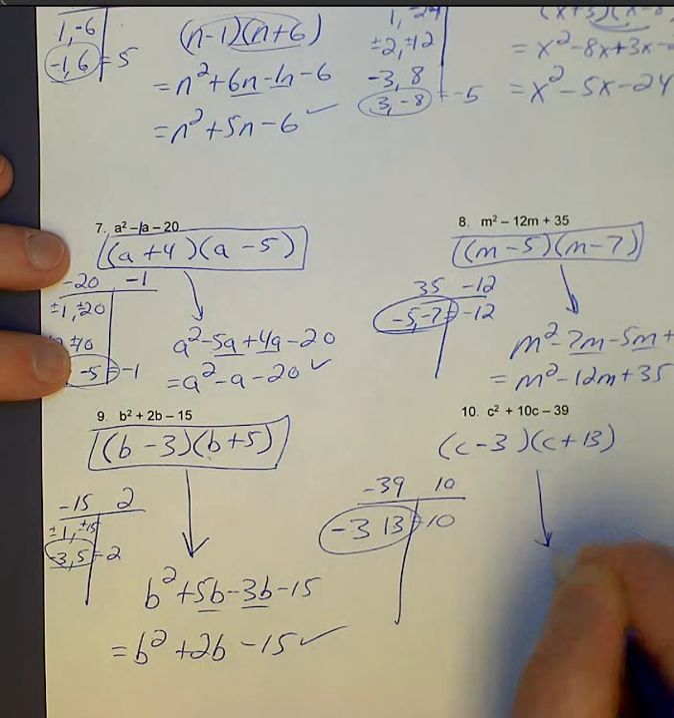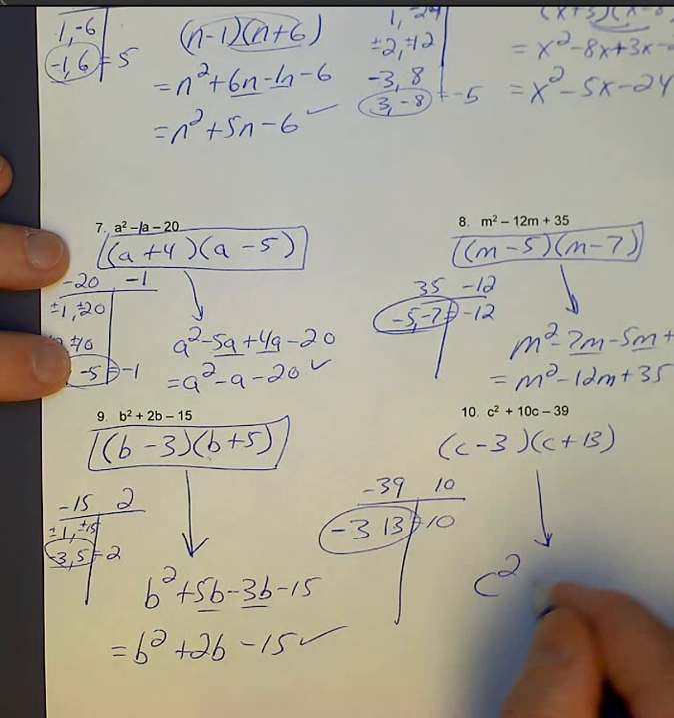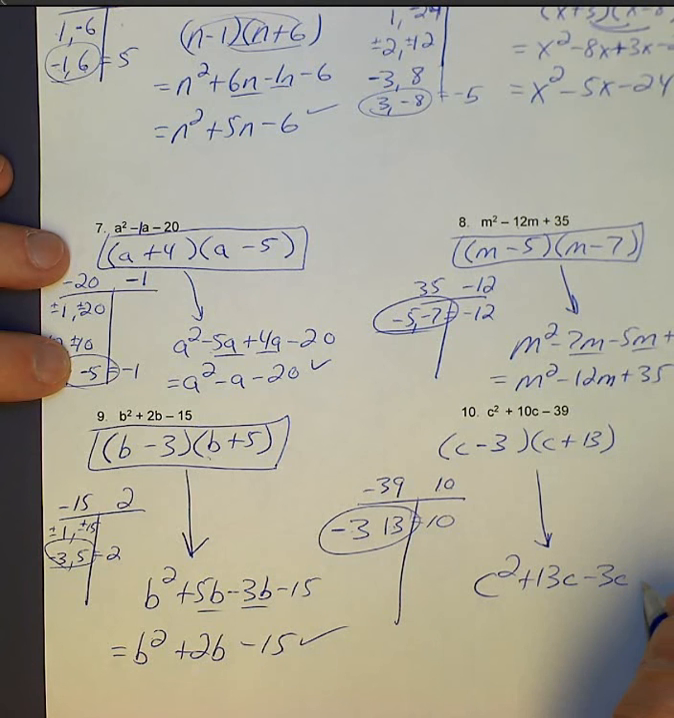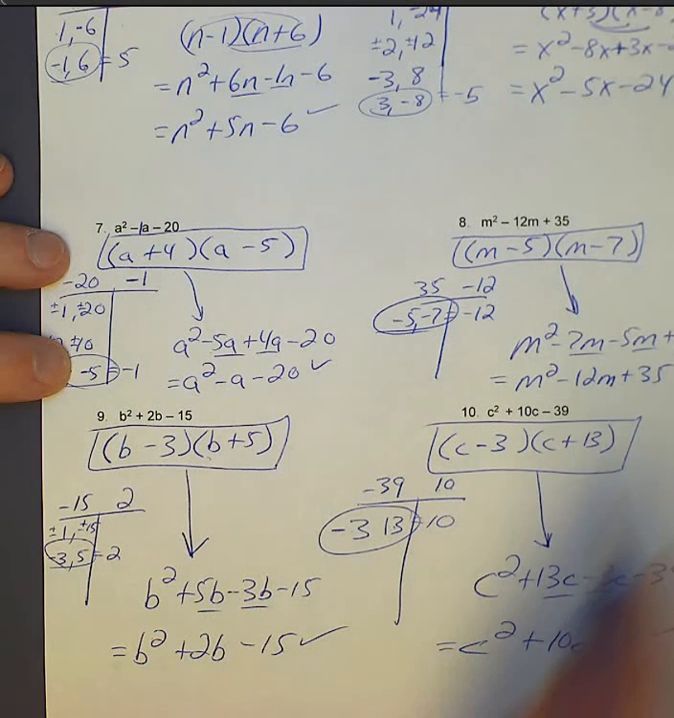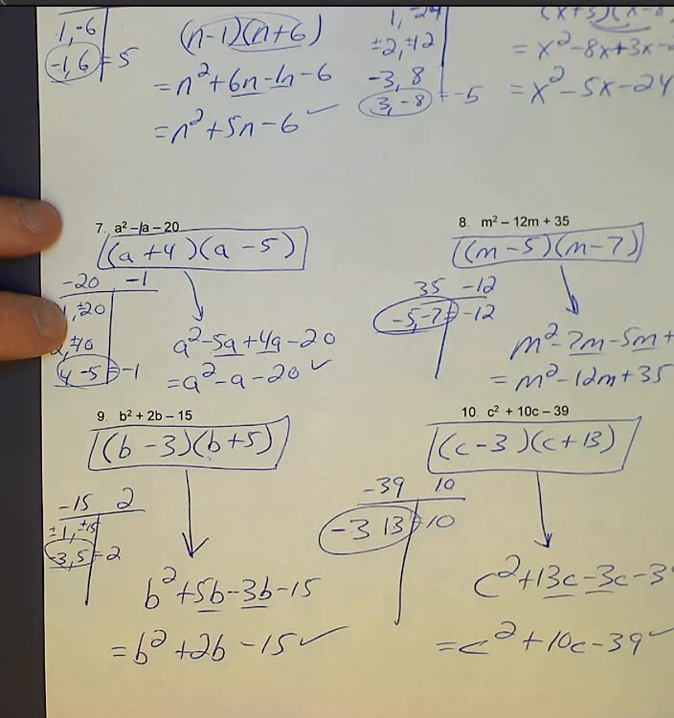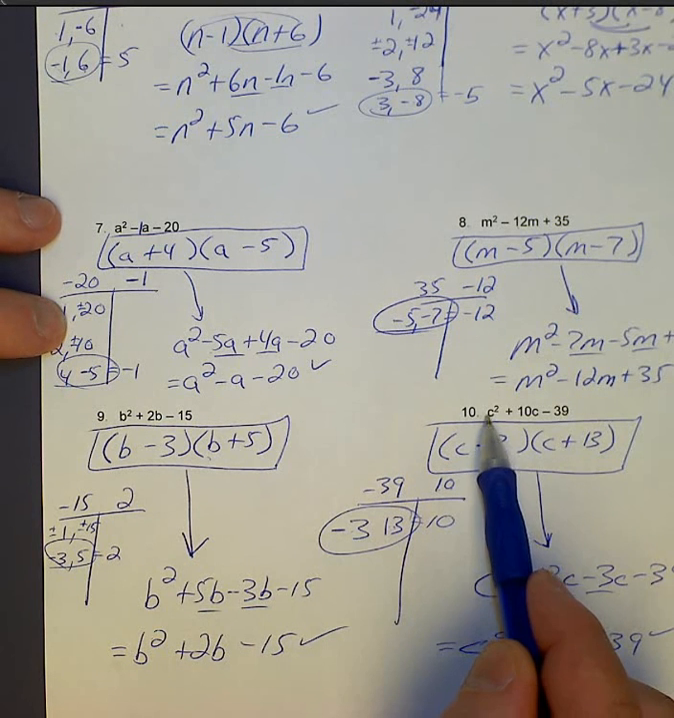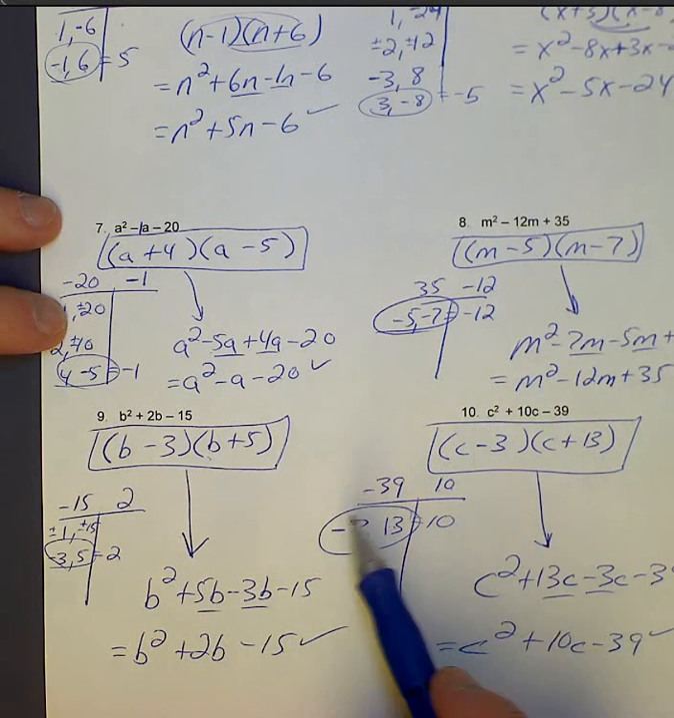We check them. We're going to get c squared plus 13c minus 3c minus 39. I'm going to combine my like terms. I get c squared plus 10c minus 39. Same, checks. I'm going to box my binomial factors. So now you know how to factor a quadratic trinomial with a leading coefficient of 1. So ask for your homework.